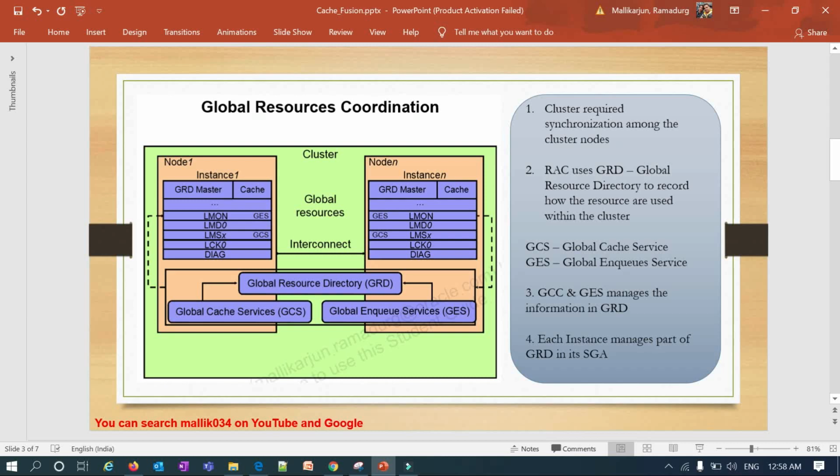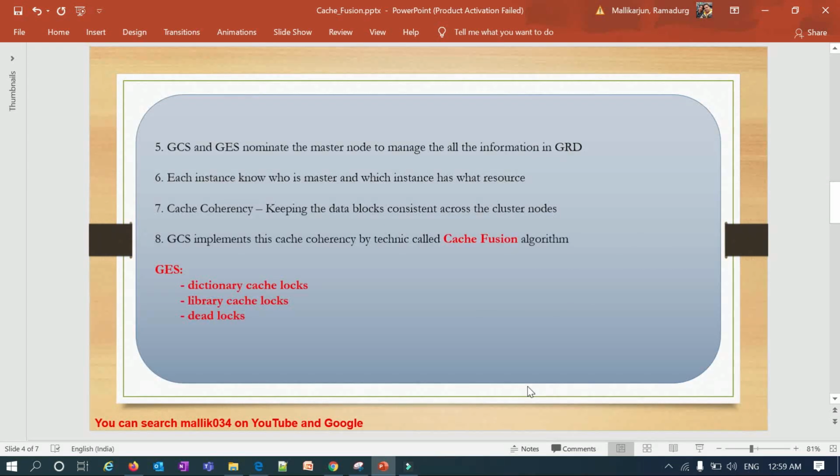And the fourth point is that each instance manages a part of the GRD table in its SGA. You can see I have instance 1 here and instance n here, and instance 1 has a piece of the GRD table in its SGA, and instance n also has a piece of the GRD table in its SGA. That piece of information signifies which node has the master information. I will cover it in the next slide. So let's go to the next slide.